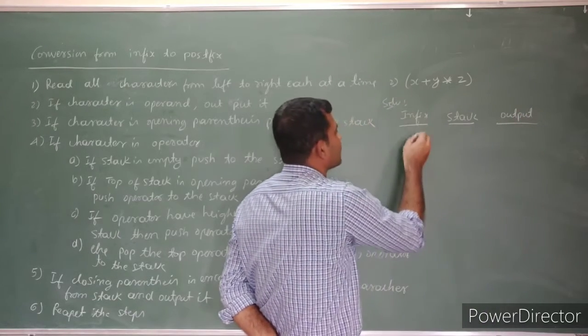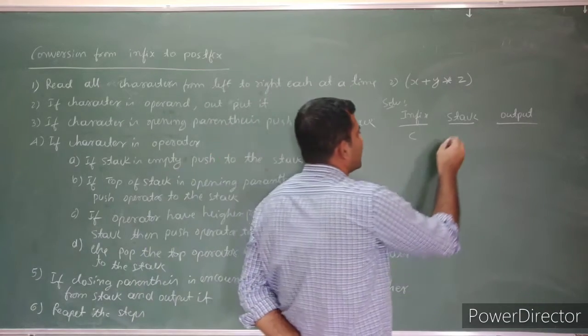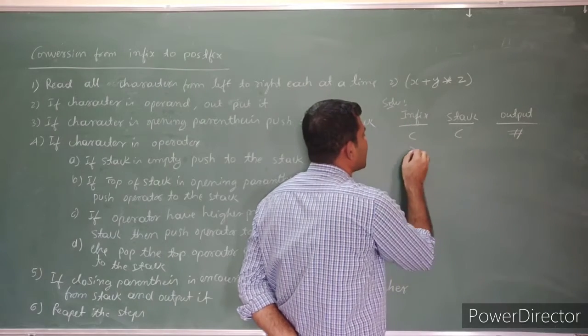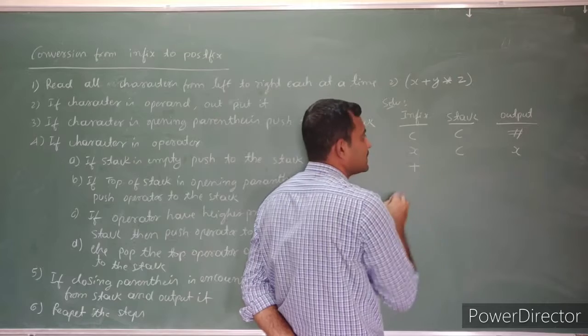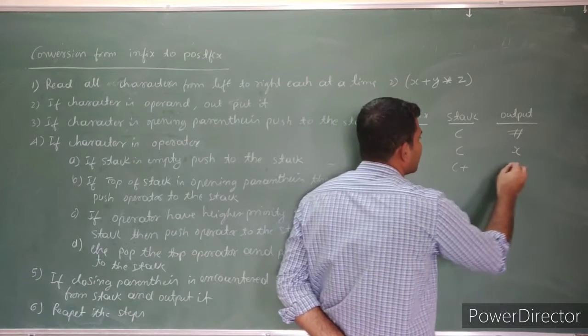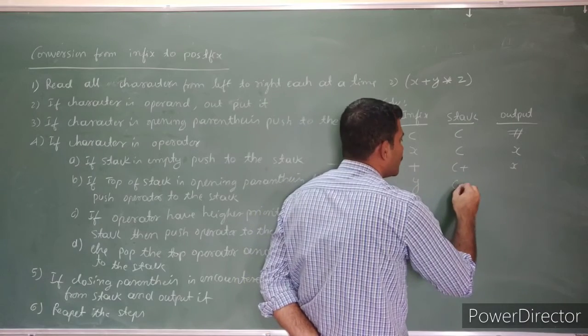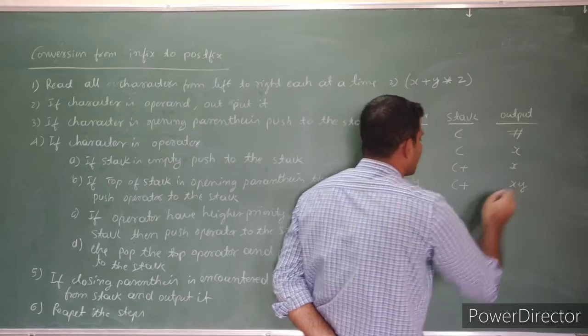So first read the characters from left to right. The first character is an opening parenthesis, push it to the stack, output is empty. Next character is x, an operand, output it. Next one is plus, an operator, push to the stack, output only x. Next one is y, an operand: opening parenthesis, plus in the stack, x, y in the output.